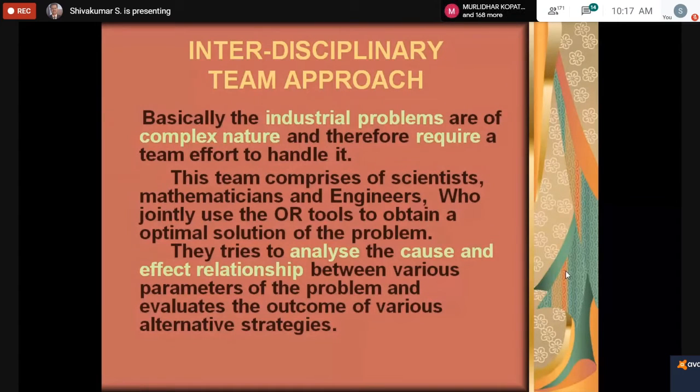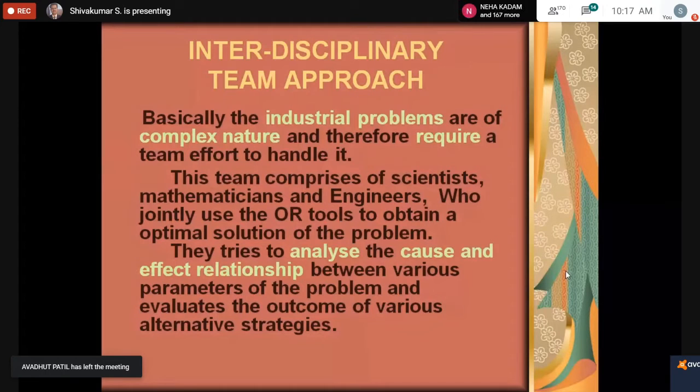Once you have this in the marketing, then you're going to have distribution channels, then the wholesalers, retailers, agents, and all. Then you're going to get customers and all. So it is a multi-facet problem. Typically, you can say that industrial problems are complex in nature. That's why one person can't handle the problems. So it requires a team effort to handle it.